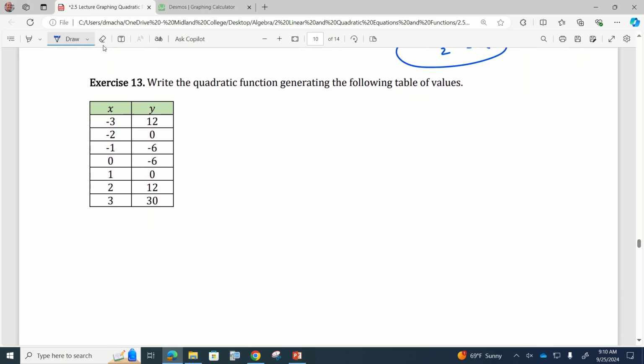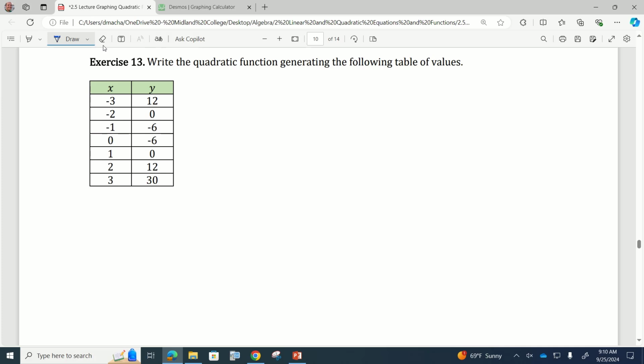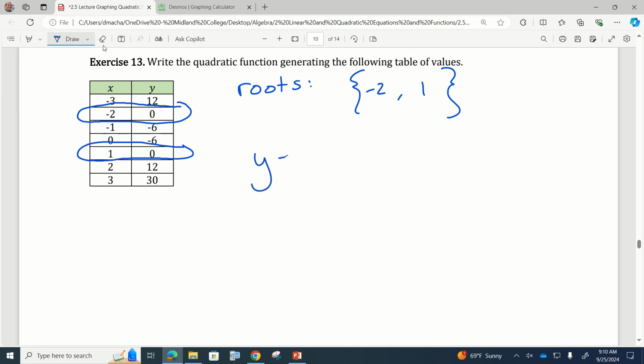If I give you a table of values, you can look at it and write the quadratic function. The way I would do this is I would say, y is equal to 0 right here, and y is equal to 0 right here. That means my roots are what two values? Negative 2 and 1. So if I want to sit down and write this in factored form, I have to write a times (x plus 2) times (x minus 1).